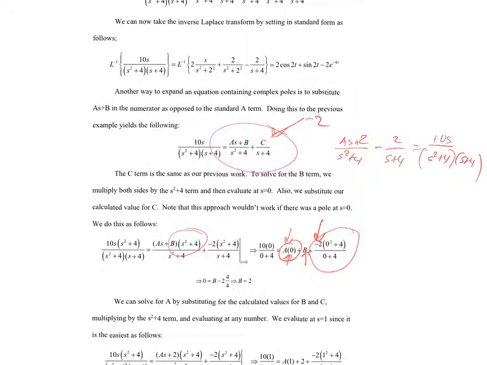How would you solve for A at this point? Well, if I multiply both sides by s squared plus 4, those terms will cancel, so I'm left with A s plus 2 minus 2 times (s squared plus 4) over (s plus 4) equals 10s over s squared plus 4, right?